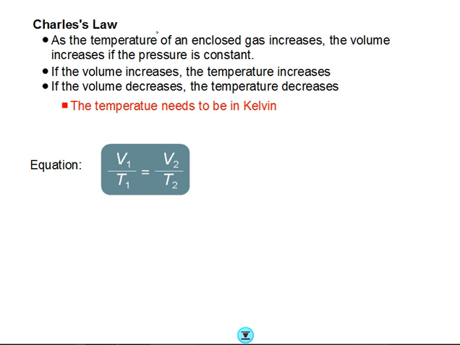Now, the key thing here is that your temperature needs to be in units of Kelvin. So if you have a temperature that's not in Kelvin, you need to add 273 to it to make sure it is. And also with Charles' Law, the pressure is going to be constant. Kelvin equals your degrees Celsius plus 273. In case you forgot, you have it.